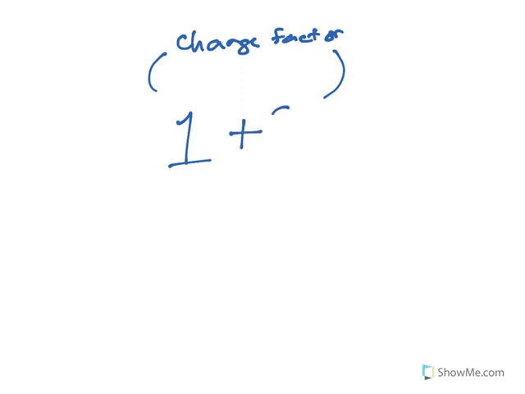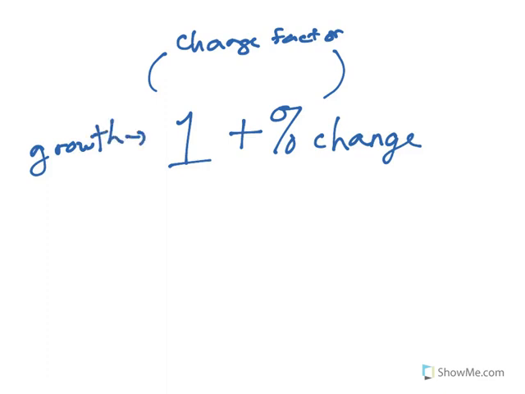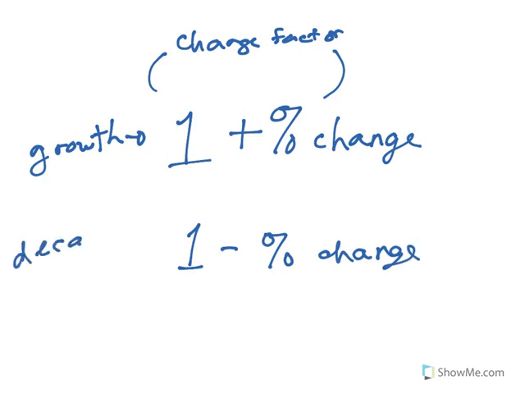So when we think about our change factor, we are always going to start with 1 because 1 is our steady state, right? Remember, if you multiply by 1, you stay the same. If we add our percent change, then we have growth. If we subtract our percent change, then we have decay.